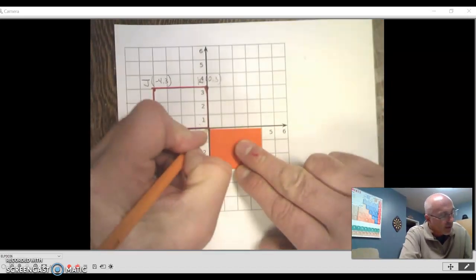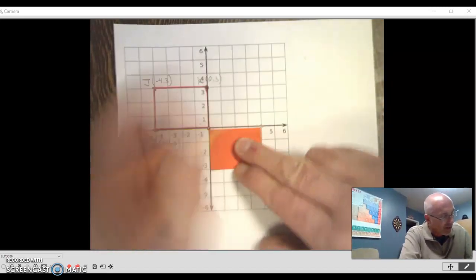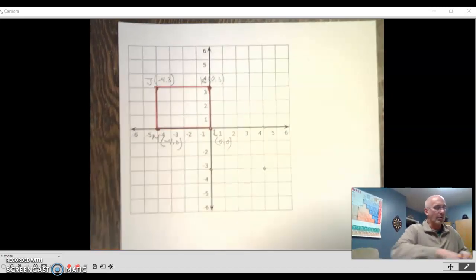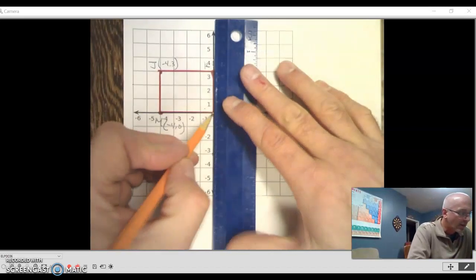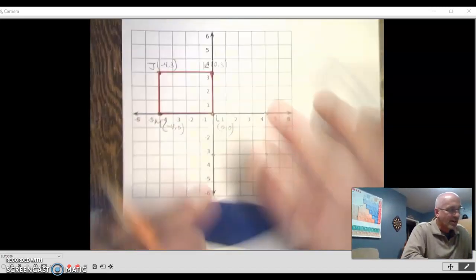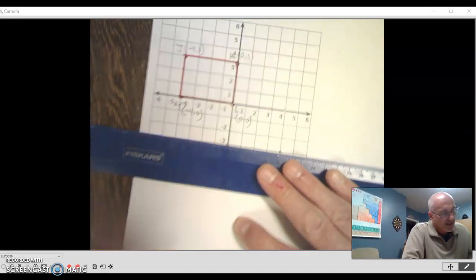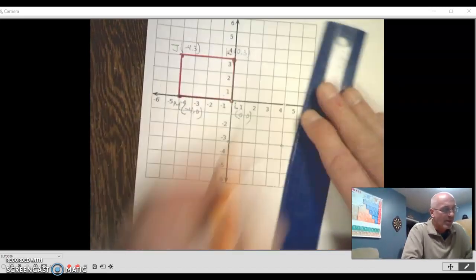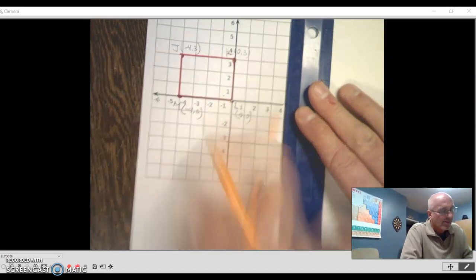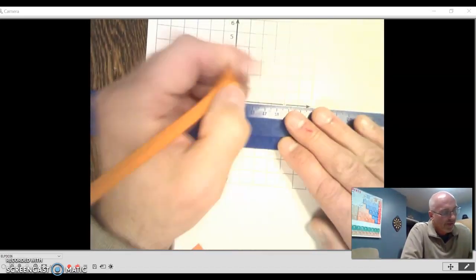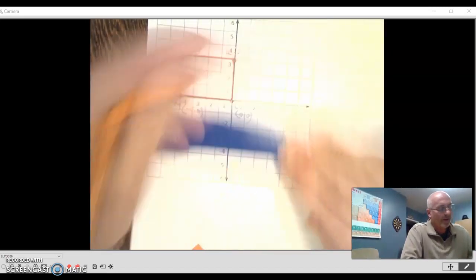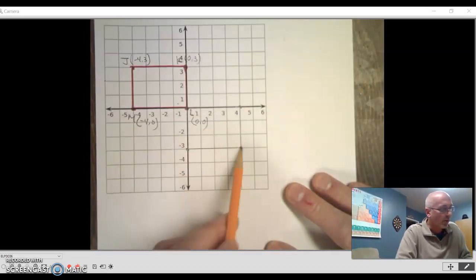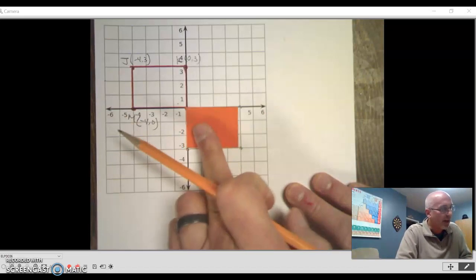So what I'll do now is put my points in there. I am going to connect. It's kind of hard to see because the axes are so dark and it kind of blends into my pencil. Okay, so we can now see that here is my rectangle, just like that.